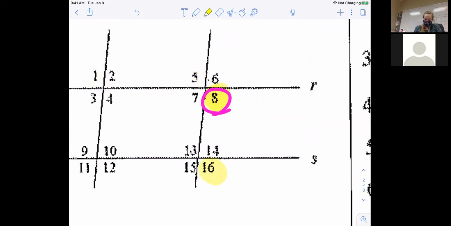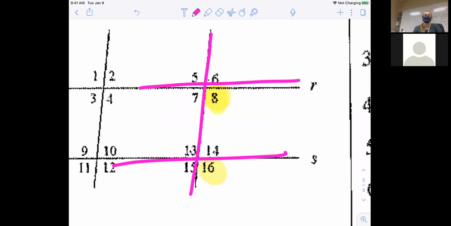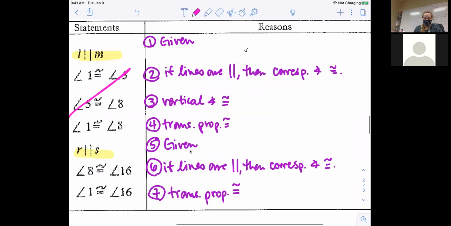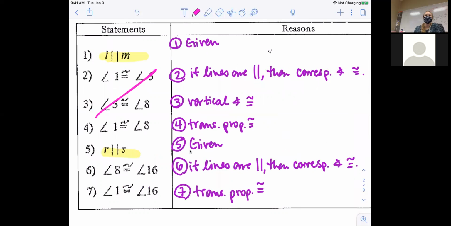8 and 16, those are corresponding because they're in the same place again. They're both below the lines that are parallel, and then they're to the right of the transversal. So that means that they're in the same place, corresponding. So I already wrote this sentence, but I write it again. If lines are parallel, then corresponding angles are congruent.